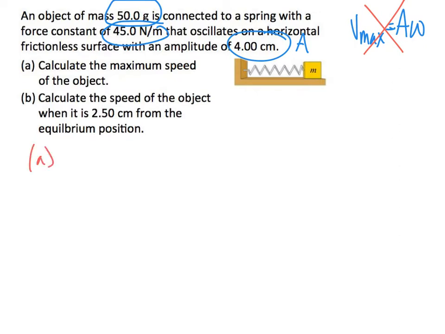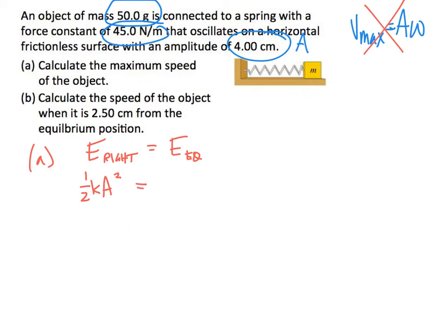So what we can do is say that the energy at the very far right-hand position, as far as it can travel to the right, will equal the energy in the middle, or at equilibrium. When the object is all the way to the right, it's going to stop for a split second, so there would be no kinetic energy. It would all be in the form of potential energy, and specifically, it would be at its amplitude position. So I'm going to put in that capital A as my position.